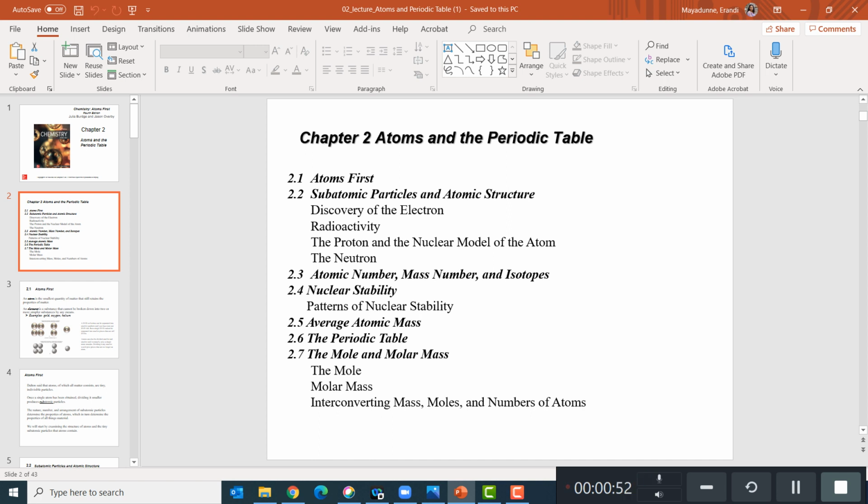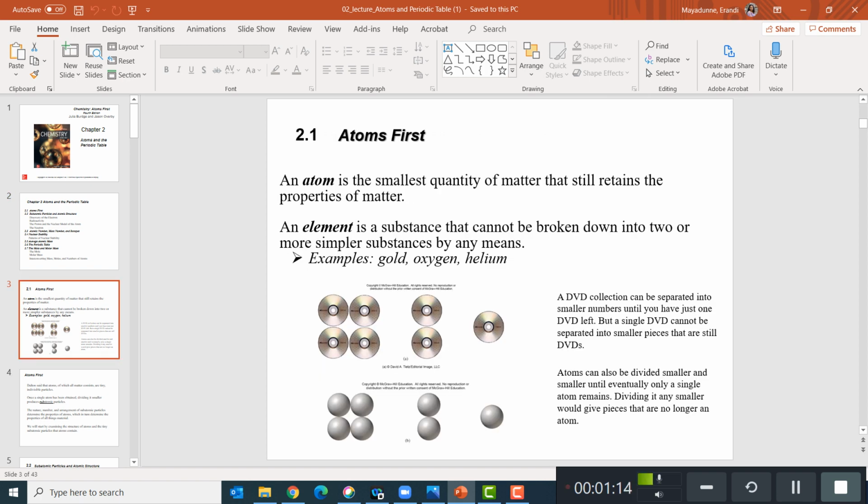It's very important even today; we use the nuclear model. And then we talk about the atomic number, mass number, and the isotopes. And then the atomic mass is another important area. An atom is the smallest quantity of matter; an element is made out of so many atoms. If I give you another description, an atom is the smallest particle that has the properties of each element.